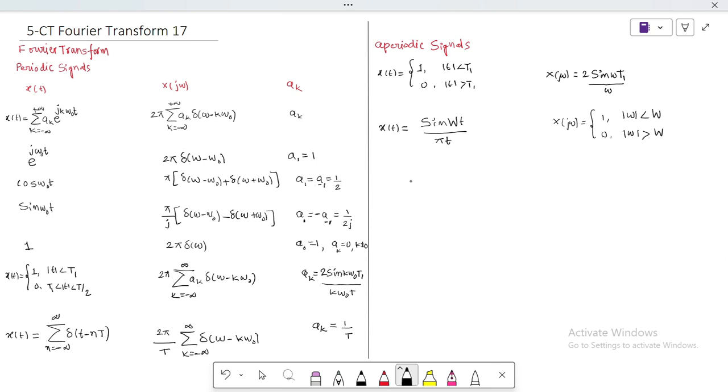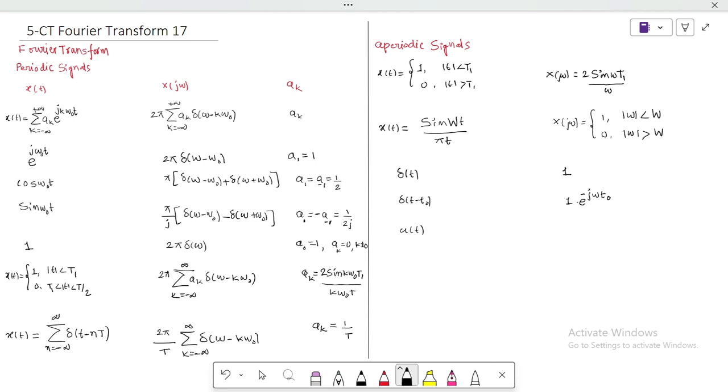Next one. So we know that del of t Fourier transform equals 1. We know that. Next, del of t minus t naught, by the time shifting property, gives 1 into e power minus j omega t naught. Time shifting property. So what is the Fourier transform for the u of t?